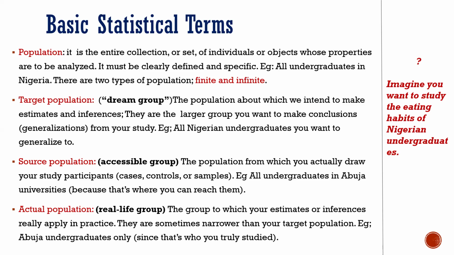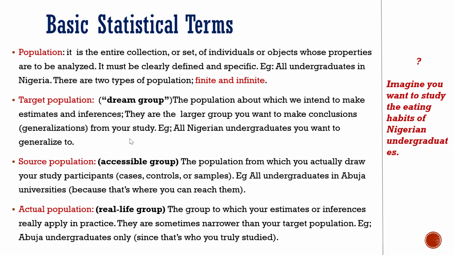We are not generalizing to every individual in Nigeria, young or old, but just to Nigerian undergraduates. So can you see that it is defined and specific? Because we're talking of population, one of the key characteristics is that populations are clearly defined and specific.